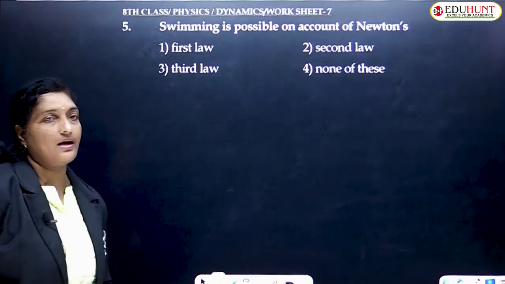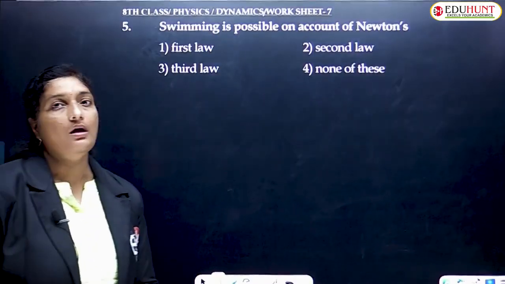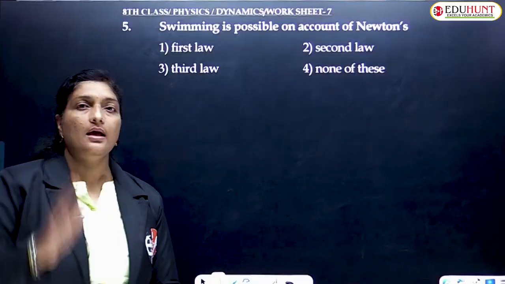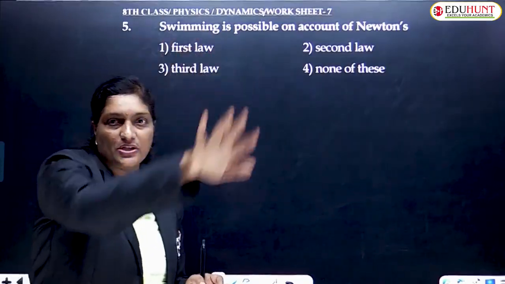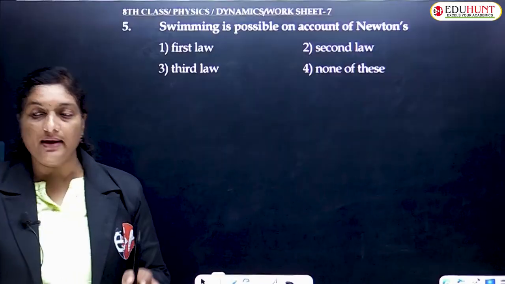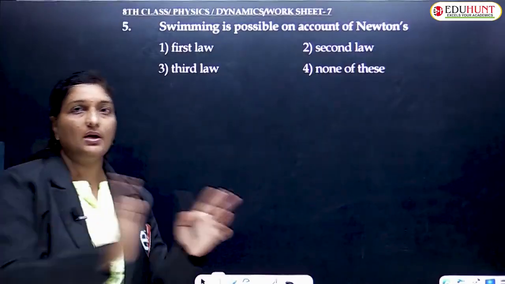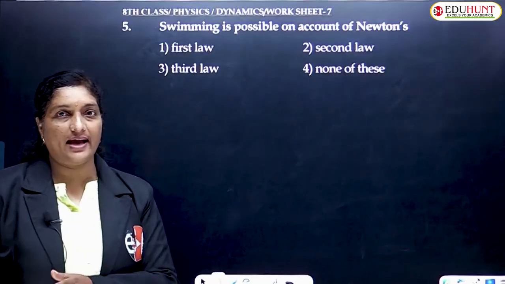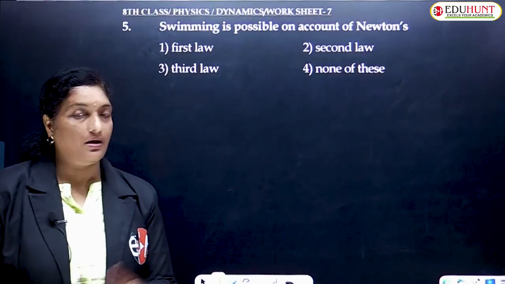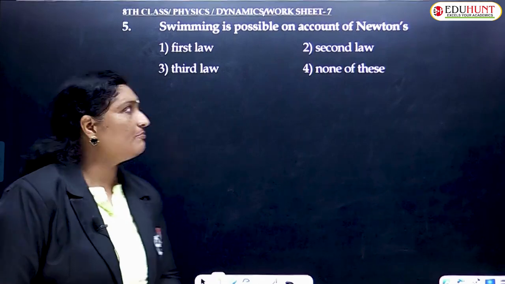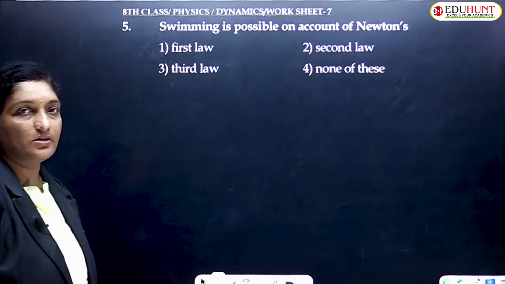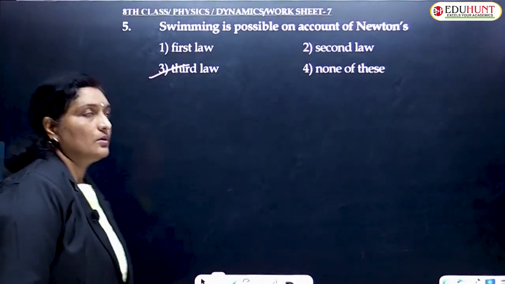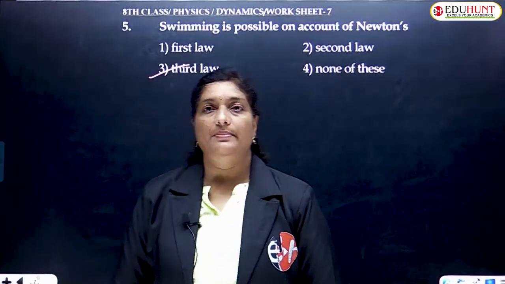Now, last question. Swimming is possible on account of, while swimming also, what law is being applied? Newton's third law of motion. How? The swimmer pushes the water backwards. This is an action part, and as a reaction part, the water pushes the man forwards, and hence swimming is possible. For every action there is an equal and opposite reaction. So swimming is possible on account of Newton's third law of motion. So option number 3. With this we conclude the numerical part of this concept number 7.